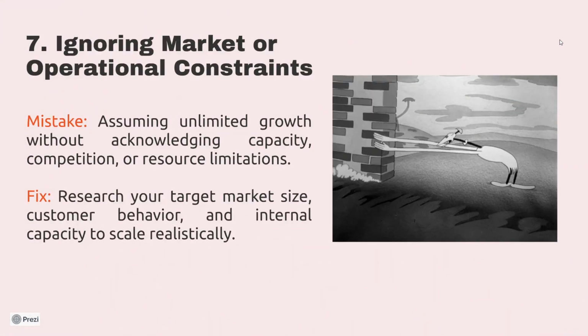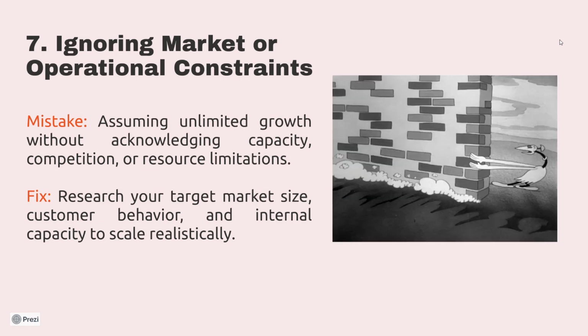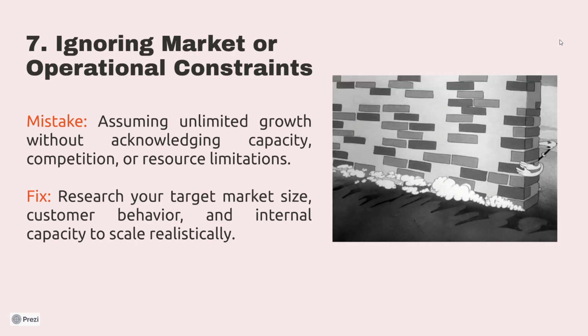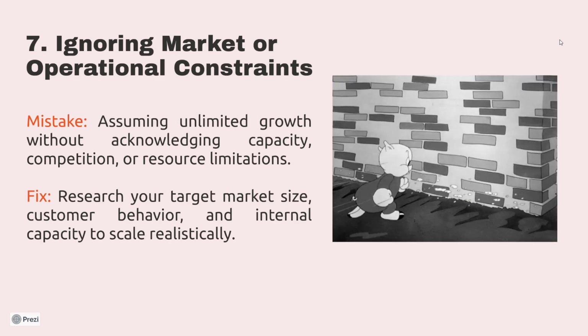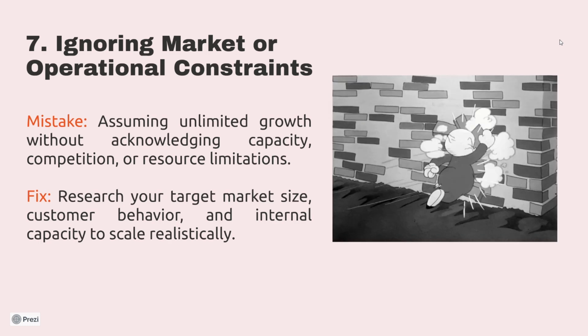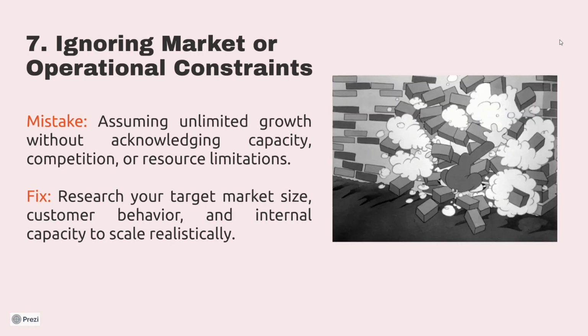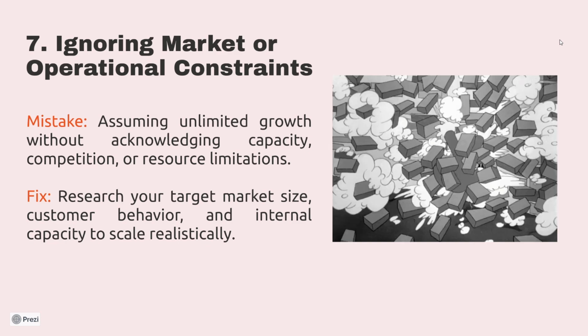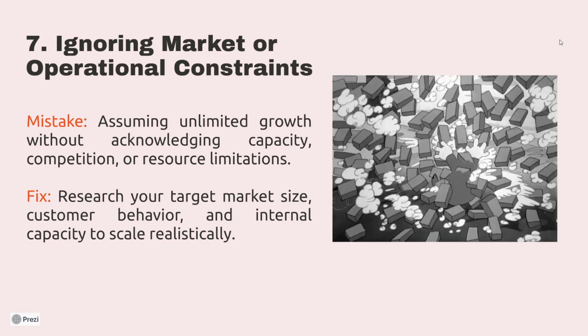Ignoring market constraints. Every market has a ceiling, whether it's customer demand, regulatory limits, or operational capacity. Overlooking these constraints leads to overprojection. Realistic forecasting requires knowing your total addressable market and internal capabilities. Just like in this slide, the brick wall in front of a businessperson represents hidden or ignored barriers to execution.